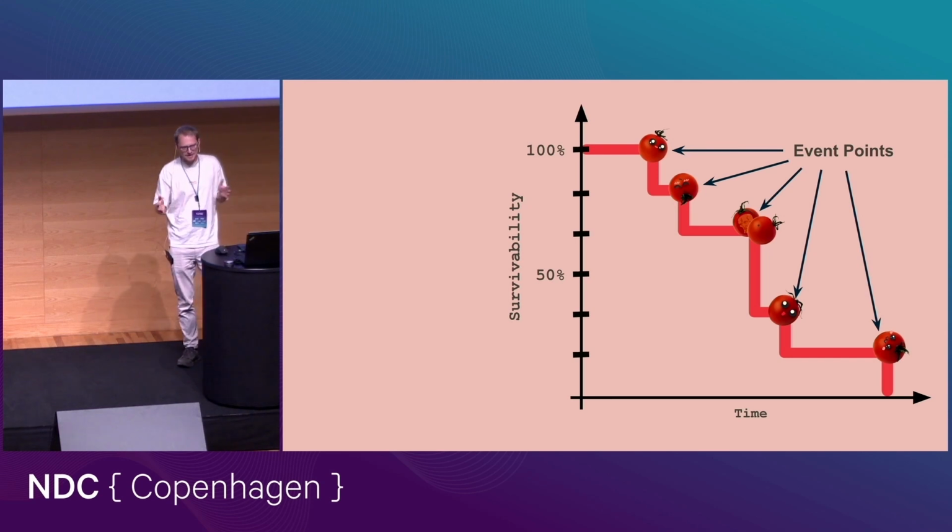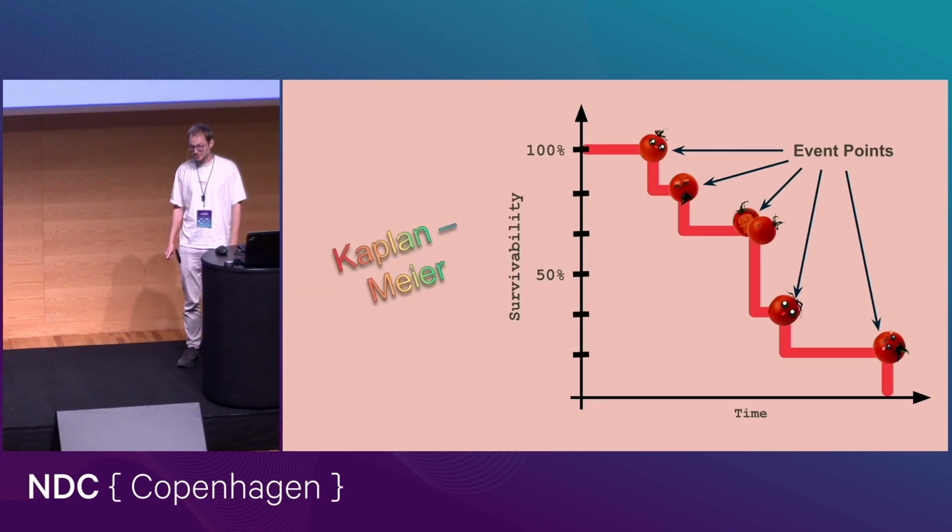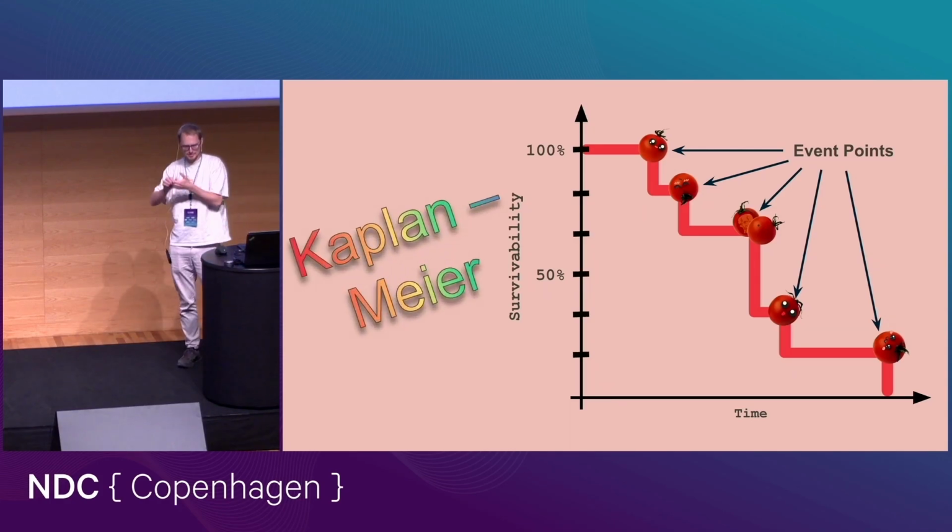So this kind of graph is really common in the pharmaceutical sector, and it's called a Kaplan-Meier graph. And it's really characterized by this left to right stair shape.